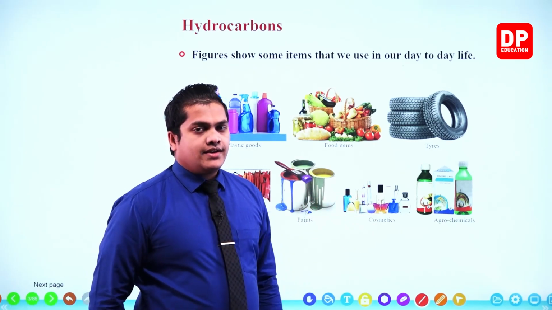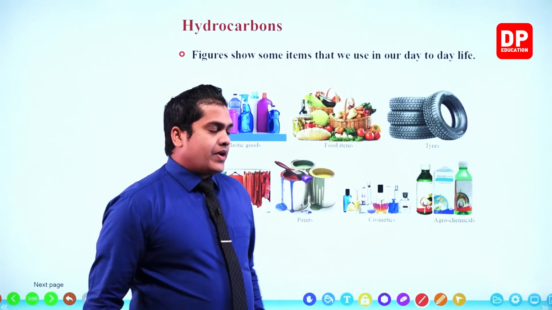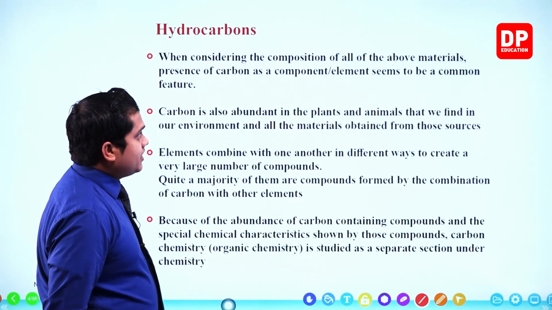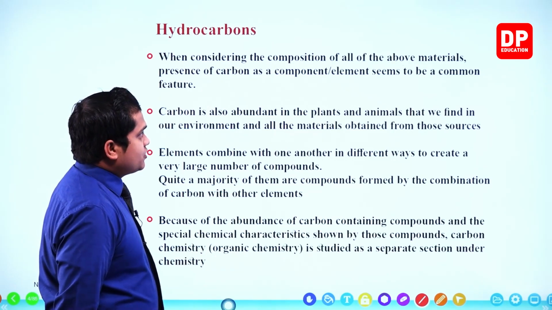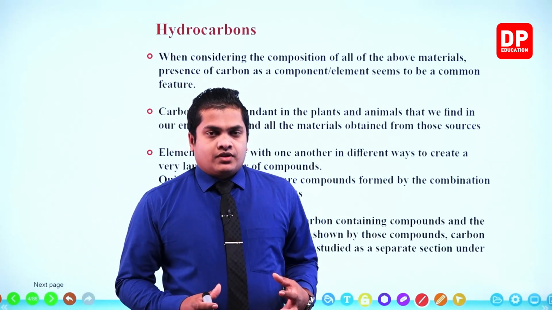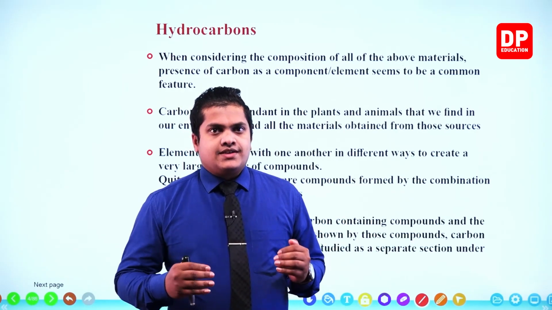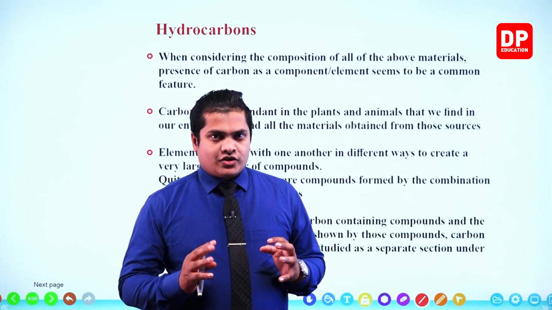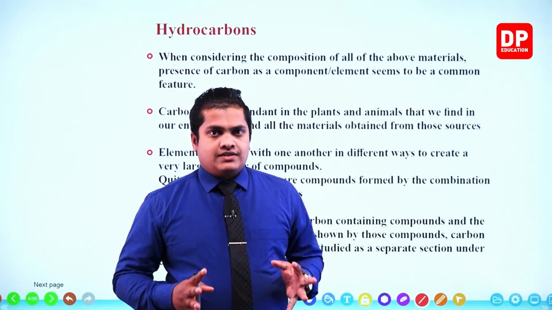If so, then we can say that these things contain carbon, because that black substance is charcoal or ash. So, as you can see, when considering the composition of all of the above materials, the presence of carbon as a component or element seems to be a common feature. Like I said, my dear children, most of the materials observed within our environment contain carbon. Observing carbon is a major feature that can be identified in most of the materials around us.